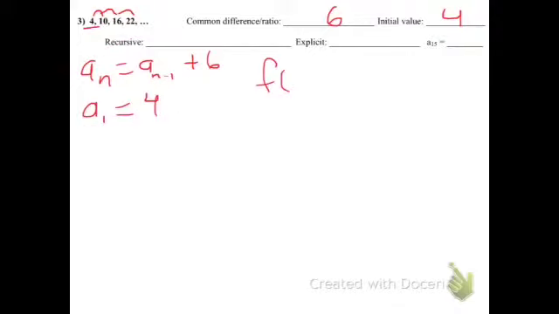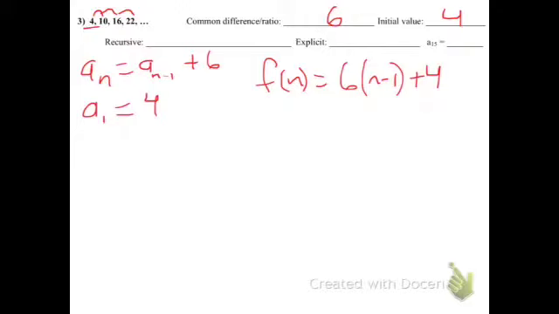The explicit one follows a similar form, but a little bit different. You're going to have 6 times n minus 1 plus 4. And remember, all the explicit ones for arithmetic sequences are the same. They look like this, you're just replacing those two numbers there.